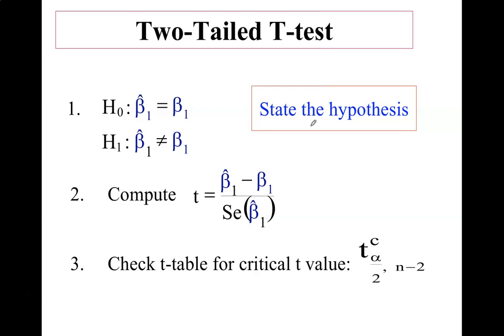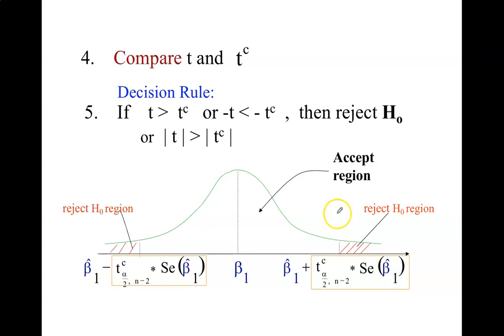For the two-tail, it's very straightforward. This is the null hypothesis: beta 1 estimated equals beta. The cap here means estimated, and the alternative is not equal. This is the formula which has already been shown to you in the interval estimation. You check the critical value, you compare it, and you see whether it is rejected or not. And also, to go further, we can calculate the confidence interval that I mentioned in the beginning part of this chapter.